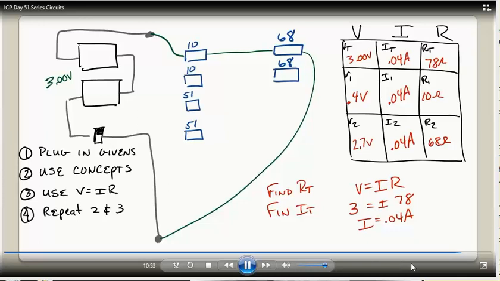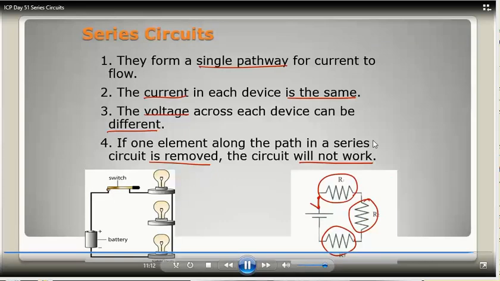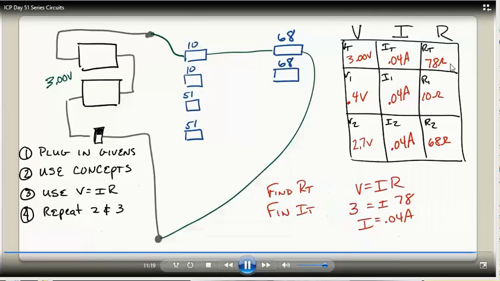Key concept for series circuits: every one of them gets the same current. They can have different voltages. Again, there's a single path. Because of that single path, they're going to each get the same amount of current.